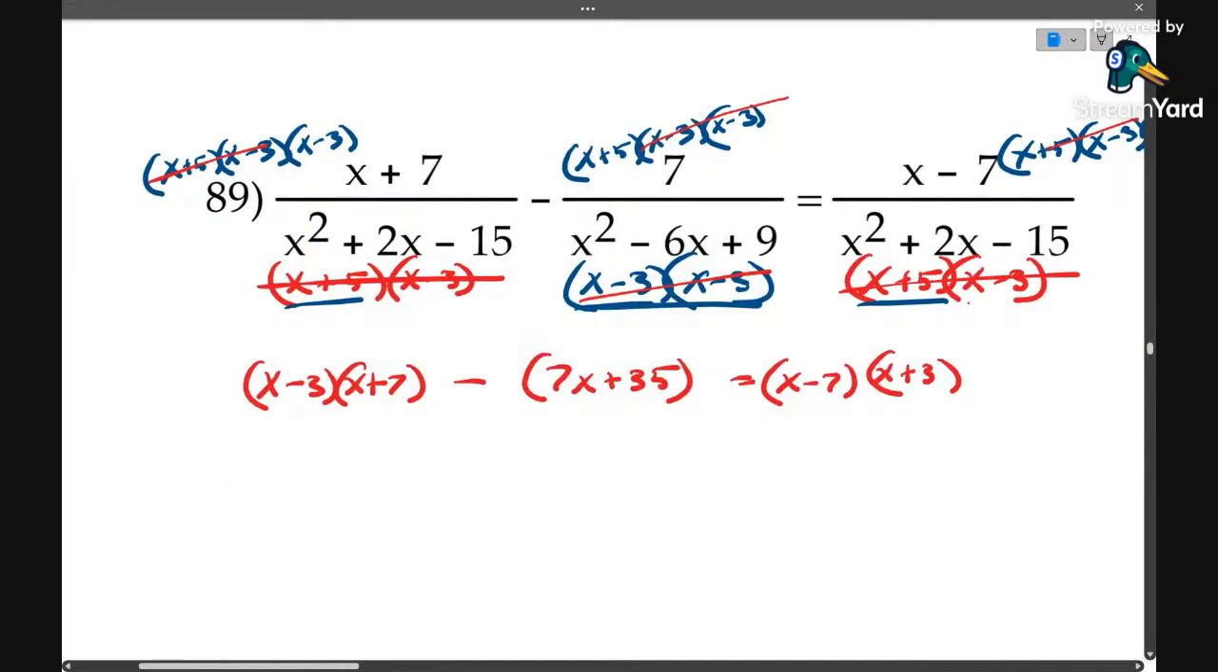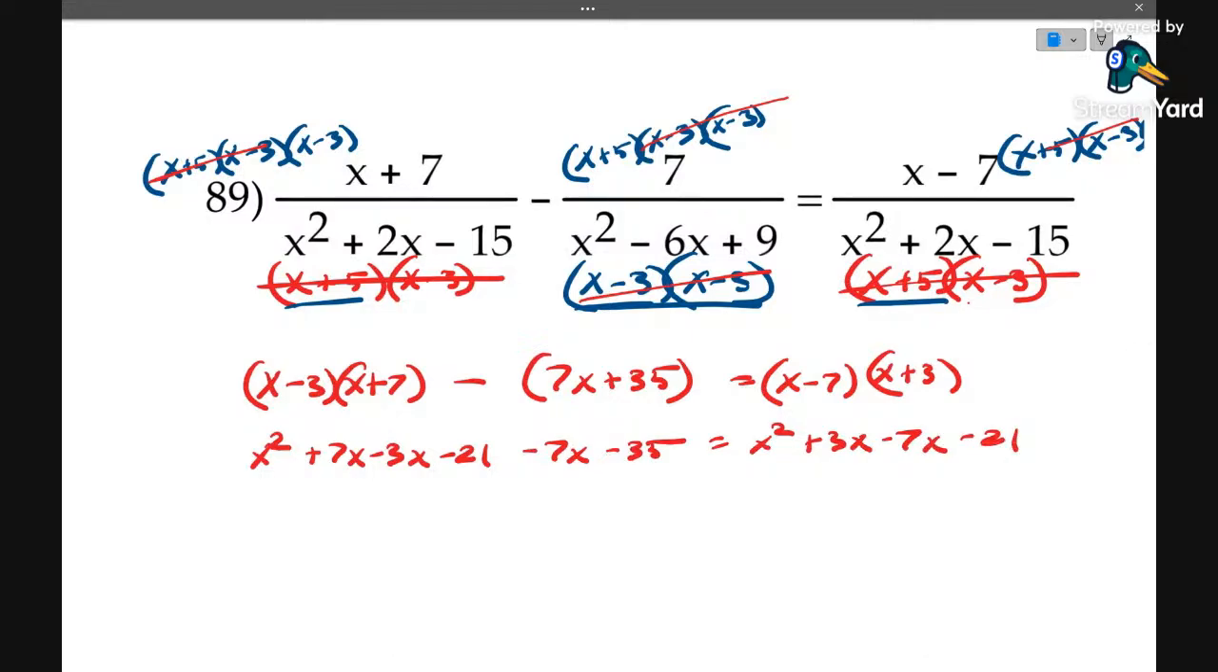So we will distribute: x squared plus 7x minus 3x minus 21 minus 7x minus 35, equals x squared plus 3x minus 7x minus 21. Combine like terms and set equal to 0. So on the left, we have x squared. These will cancel, minus 3x, and these will add to -56. On the right side, x squared minus 4x minus 21. And then we will subtract.